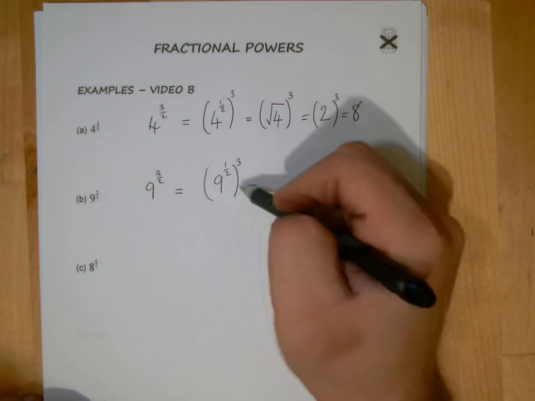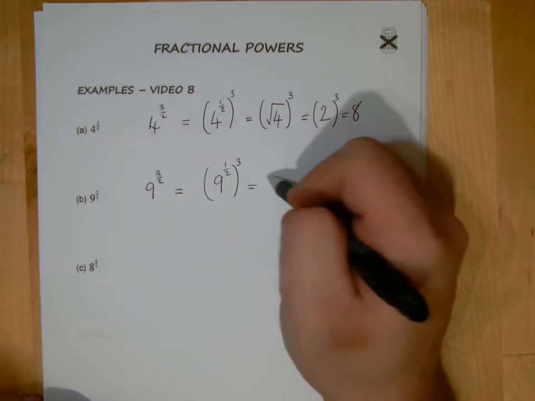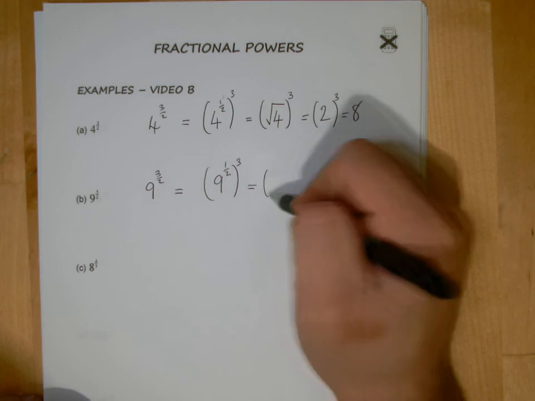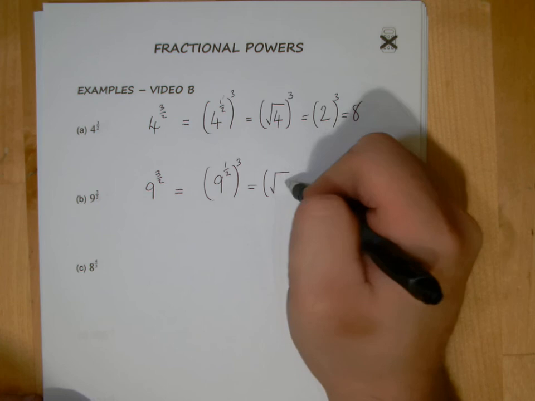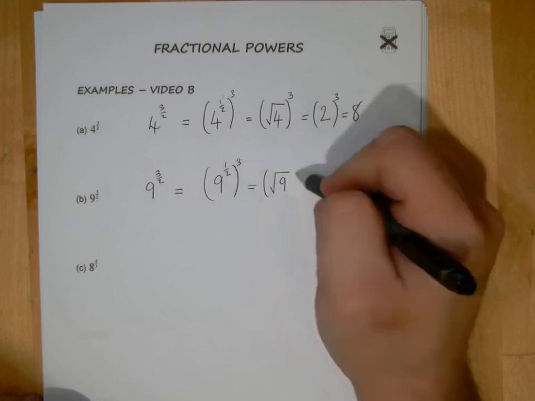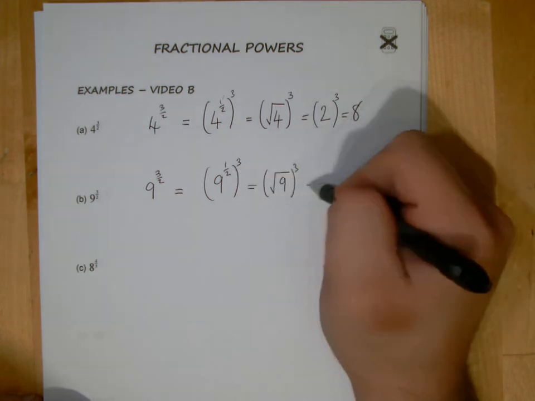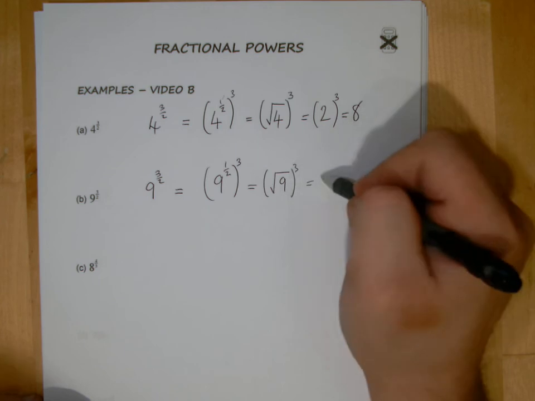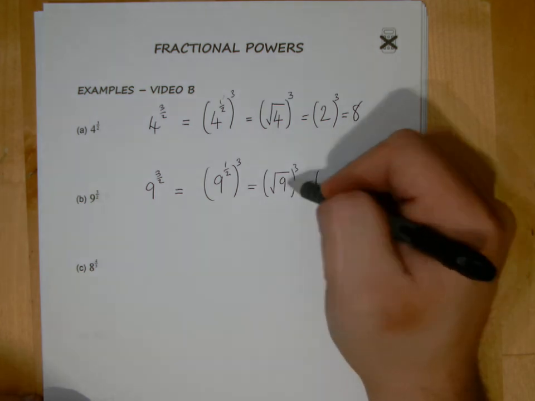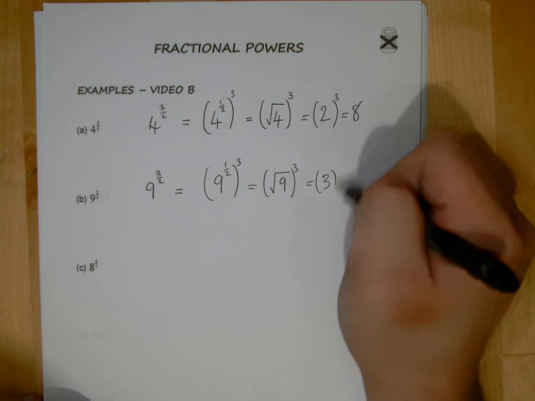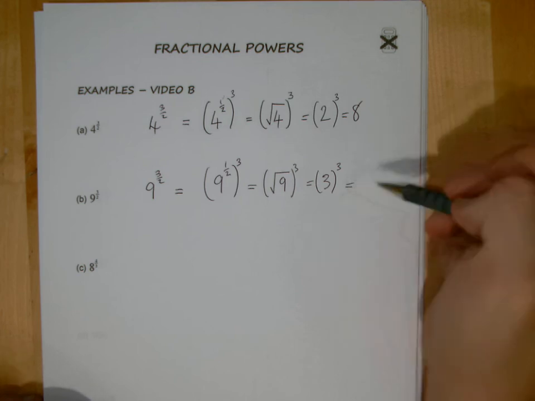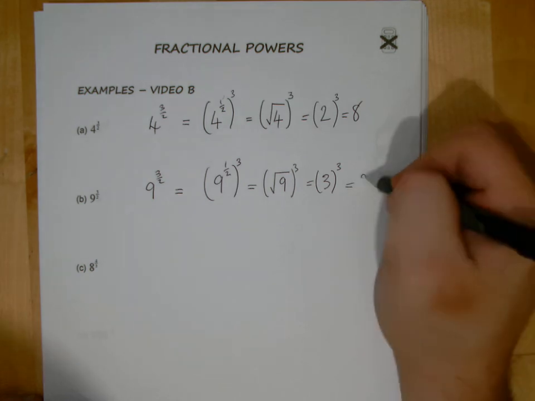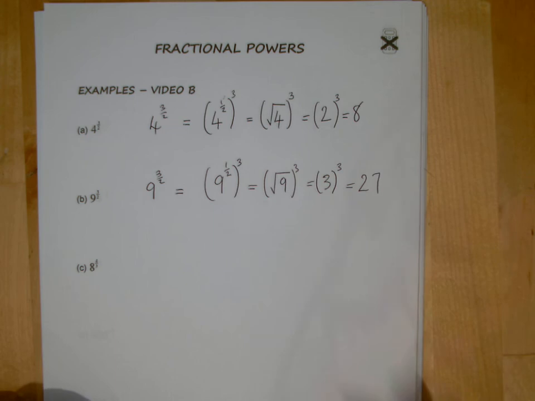Inside that bracket you've got 9 to the power half. Remember, anything to the power half is square root. So we're going to square root 9. And of course the square root of 9 is 3, isn't it? So inside that bracket, square root of 9 is 3. Easy peasy. And then we've got to cube that bracket. So we've got to cube 3, in other words, 3 times 3 times 3, which is 27.